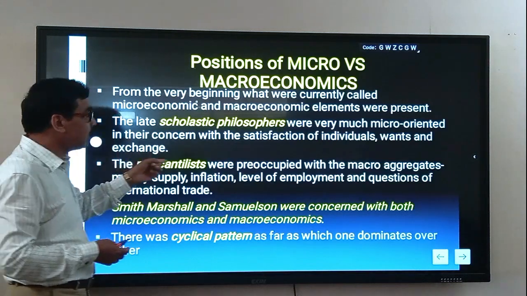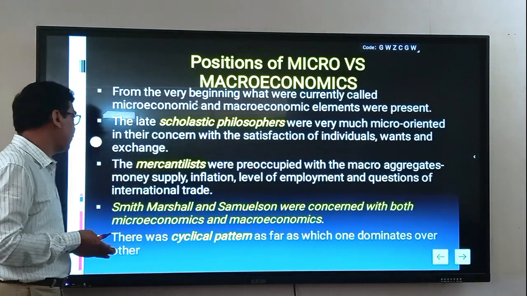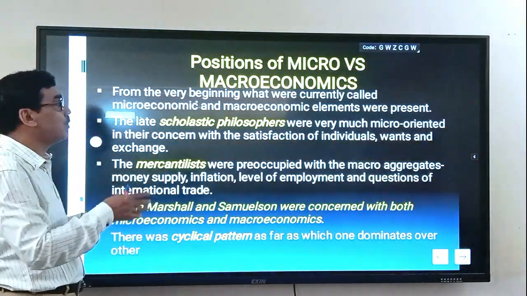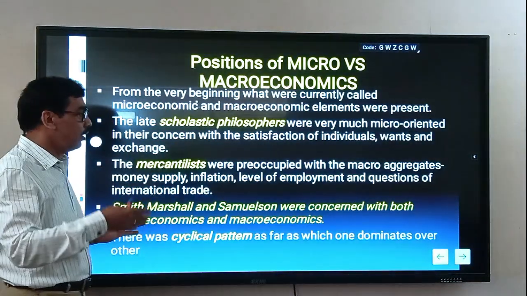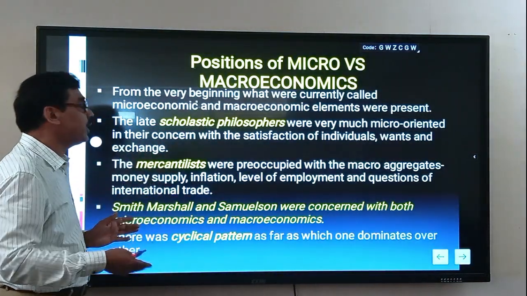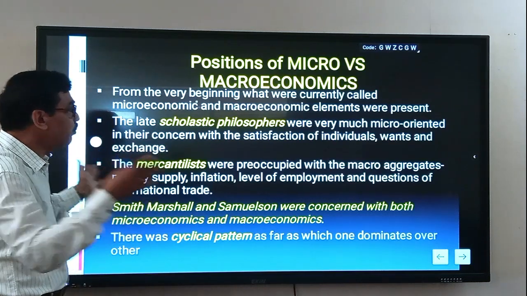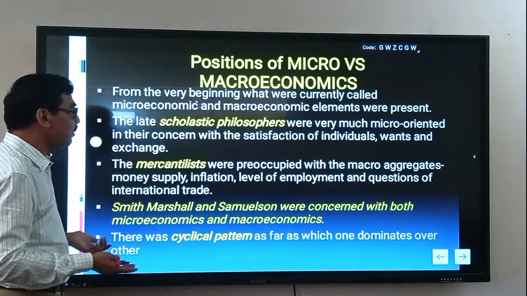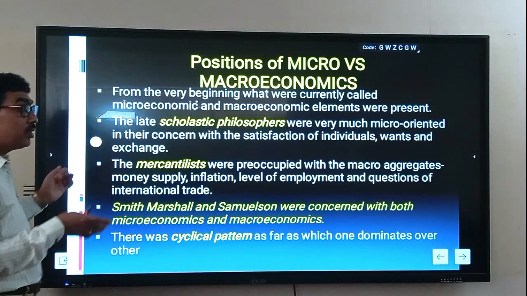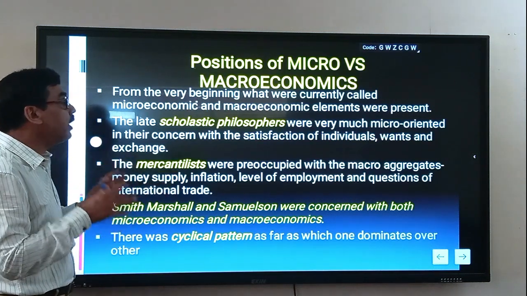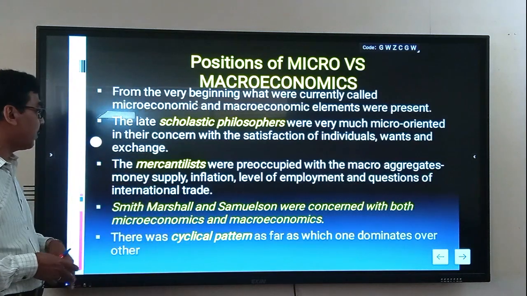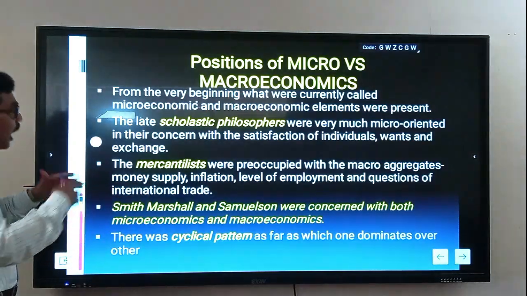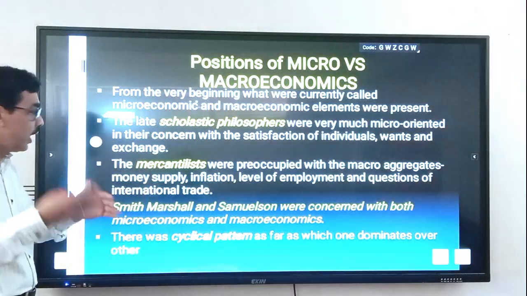The late scholastic philosophers were very much micro-oriented in their concern with the satisfaction of the individual. The scholastic philosophers were the basis from which marginal theory developed, and it brought an important dimension. They gave more emphasis to individuals and their satisfaction, their wants and their actions. On the other hand, the mercantilists were preoccupied with macro aggregates like money supply, inflation, level of employment and questions of international trade. That means both micro and macro ideas were coexisting simultaneously.